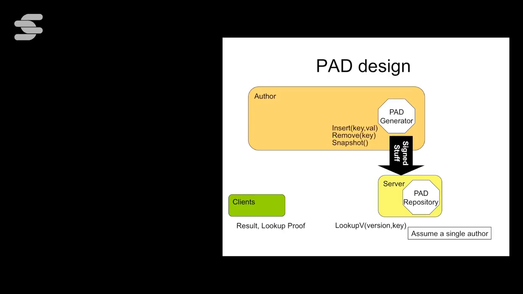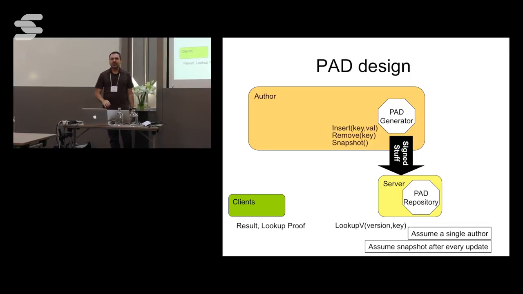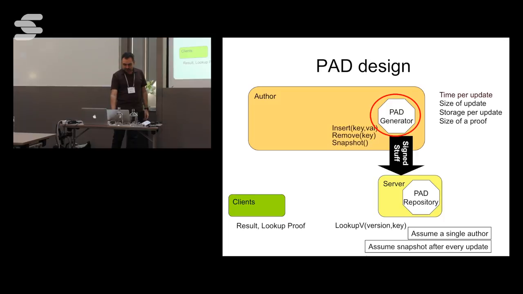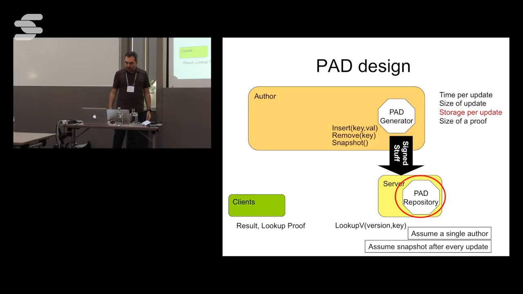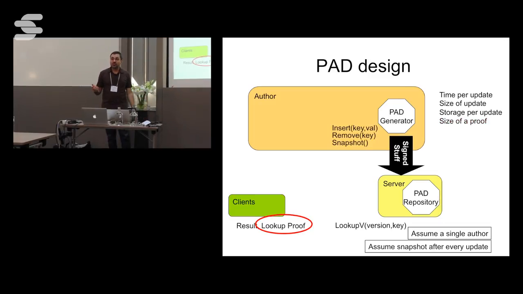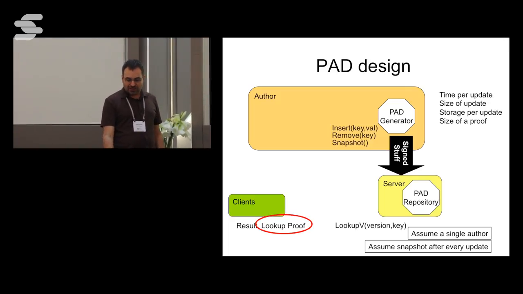So we're assuming a single author, and for now I'm going to assume there's a snapshot after every update, but I'm going to start introducing some efficiency gains later when we take that away, but one step at a time. The sort of things that we want to worry about are how much time does it take to do an update, what's the size of an update, what's the storage of an update, what's the size of a proof. We want to make all that stuff small. So we're worried about the time it takes on the author to do the computation, we're worried about the size of the signed blob of stuff that we're shipping over to the server. We're worried about the storage on the server, and we're worried about the size and perhaps not the computation of generating these proofs. So there's a lot of stuff that we're worried about.